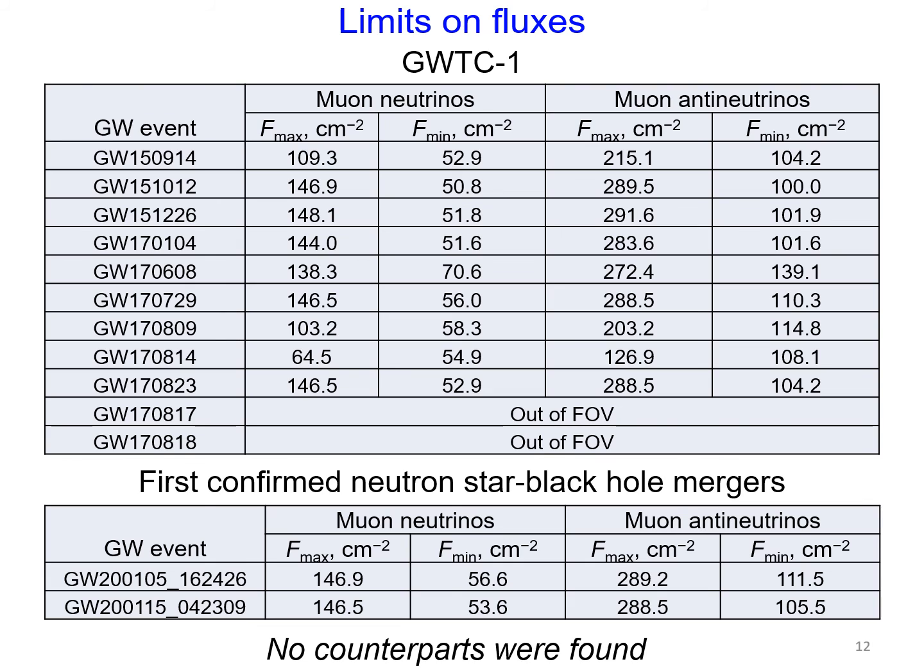The first table here contains limits on fluxes for the events from the first gravitational wave transient catalog. 2 events from this catalog were out of field of view of the telescope. The second table contains limits calculations for the 2 events that are first confirmed neutron star black hole mergers. For all of these events, no counterparts were found.